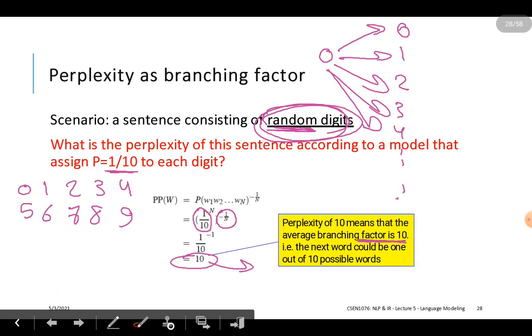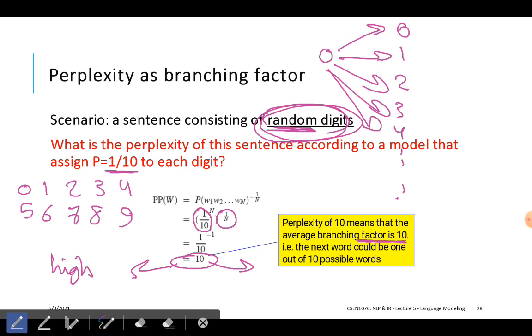So here, in our case, since the digits are generated at random, every digit in the sentence has after it another digit from all 10 with an equal probability. Therefore, the perplexity of this sentence consisting of random digits is going to be 10. So the next word could be any one out of the 10 possible words, and the probability is equal. As you can see, this is a very high value of perplexity contributing to a very low value of probability.